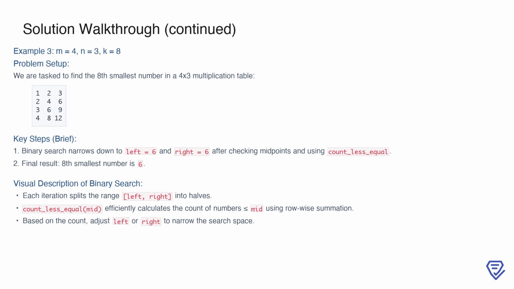The count_less_equal function is pivotal here, as it allows us to compute the count row by row, ensuring the calculations are efficient even for larger tables. Depending on whether the count is greater than or less than k, we adjust either the left or right boundary to hone in on the target value.